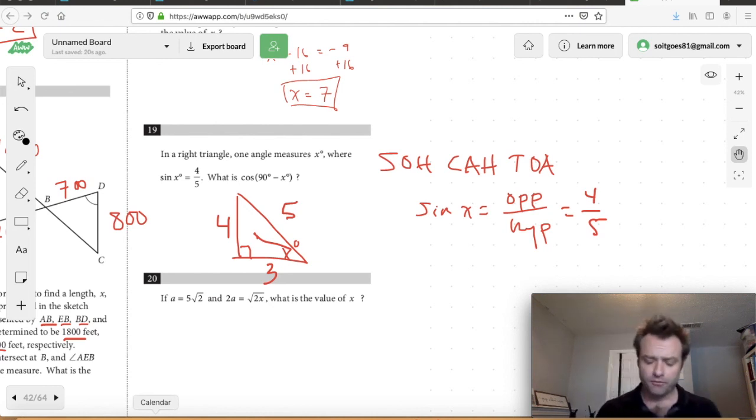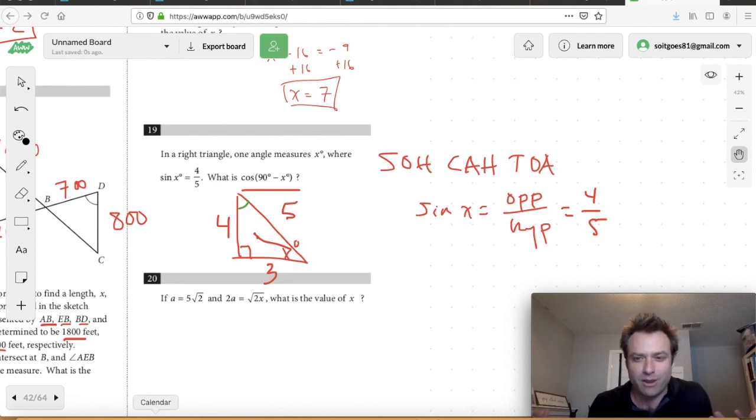Anyway, now they're asking us for the cosine of 90 minus x. You need to know that 90 minus x is kind of code for the other angle in the triangle, the one that's not x and not 90. Which kind of makes sense, because you find the sine and cosine and tangent of angles.